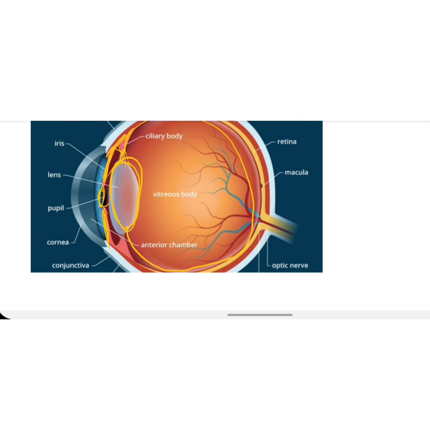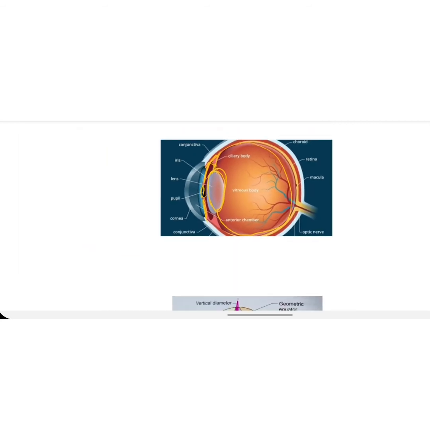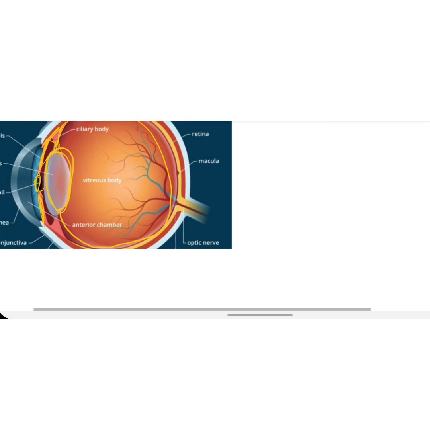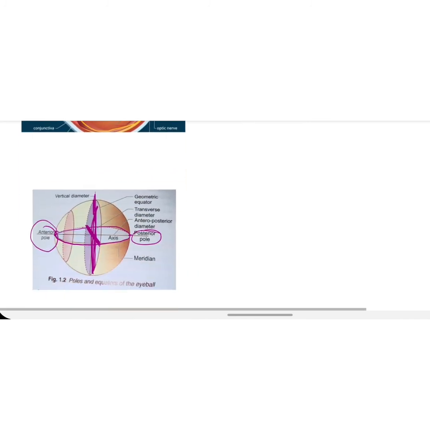In the posterior segment we have structures such as the vitreous humor, which is a gel-like structure, the retina, the choroid, and the optic disc. This one is our optic disc. These are the various parts of the eye.